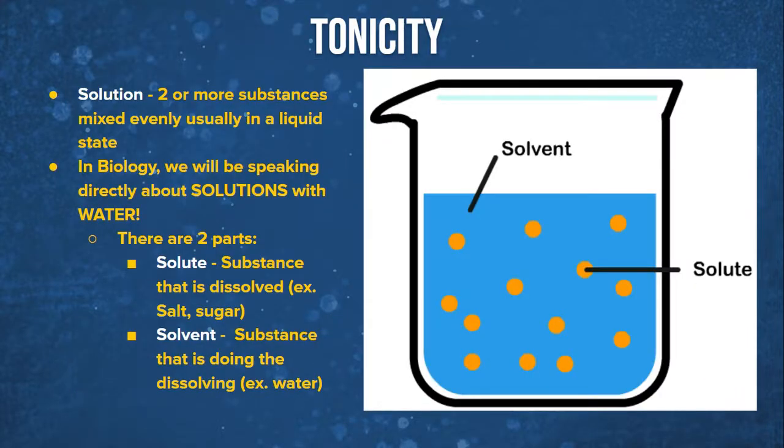Let's talk about tonicity. So we have to define first some words. Solution is 2 or more substances mixed evenly, usually in a liquid state. In biology, we will be speaking specifically about solutions that are dealing with water, nothing else. In chemistry, you'll find out that their solutions are not always in water. But in this case, we will be dealing with water. And there's 2 parts of this solution. We have the solute, which could be anything like sugar or salt or anything that's dissolved in that water. And the solvent, in this case, water.